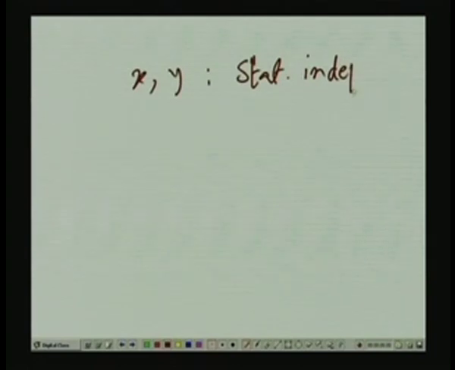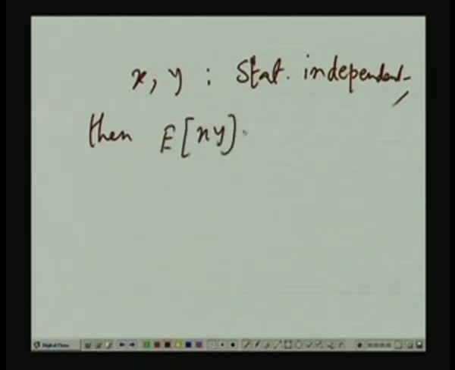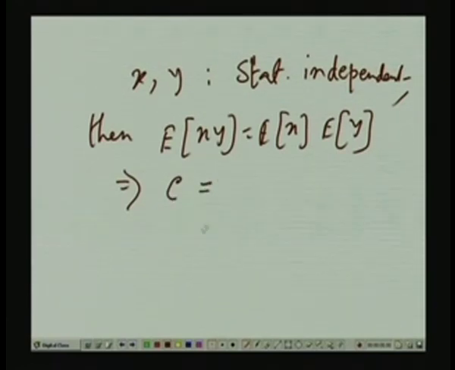Last time I said that if x and y are statistically independent, then E of XY is nothing but E of X times E of Y. This leads to the fact that the covariance C, or the correlation coefficient, which is C by sigma x sigma y, is equal to 0. So, if they are statistically independent, this is always true. That is trivially seen.